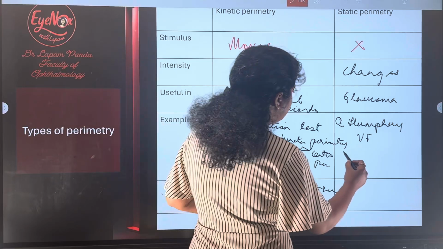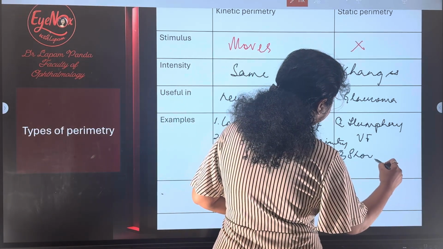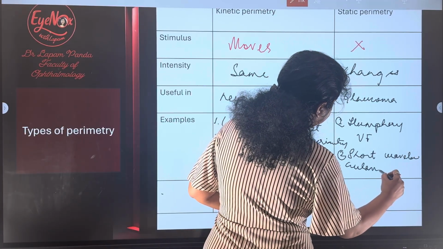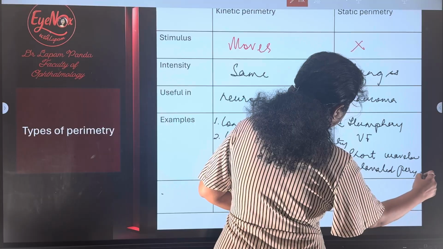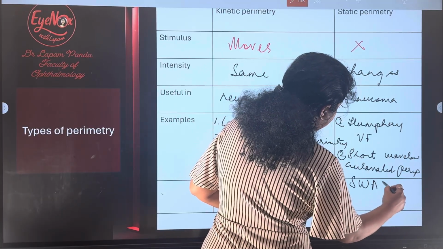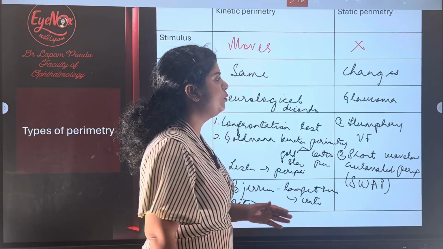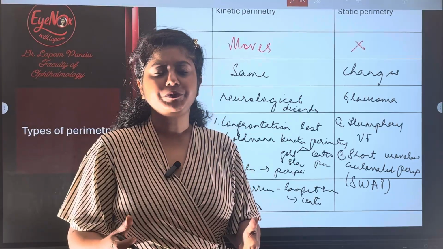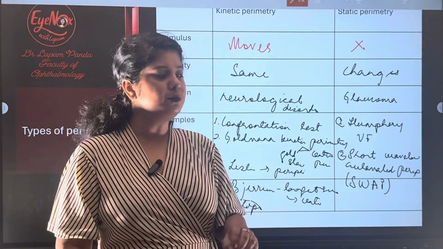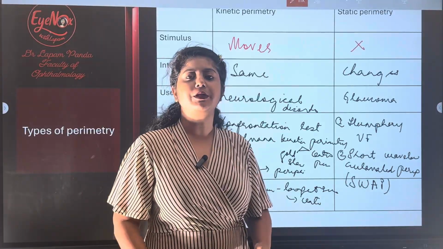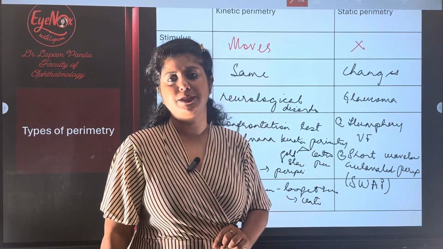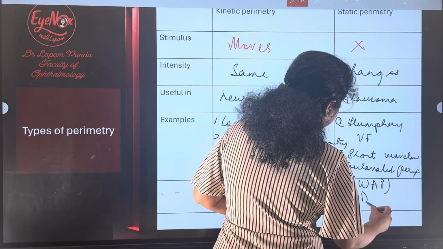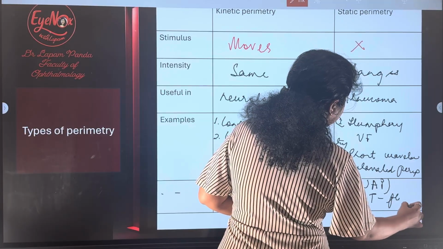Now we have this short wavelength automated perimetry, SWAP. In every perimeter that we have discussed, we have a white on white background, like there is a white background and there is a white stimulus, but this short wavelength automated perimetry has a yellow background with a blue stimulus. And the third one is frequency doubling perimetry, FDT, which uses flicker stimulus.